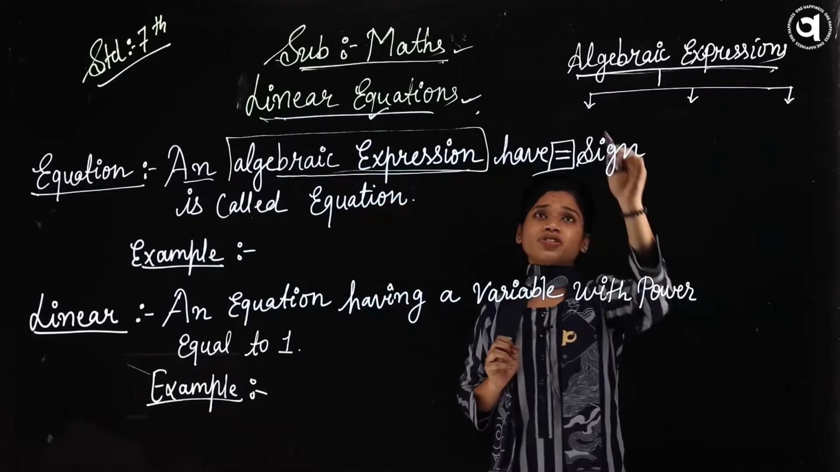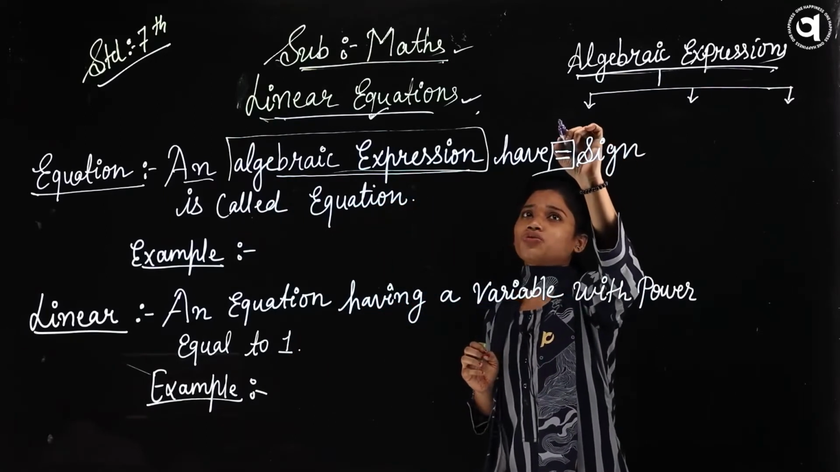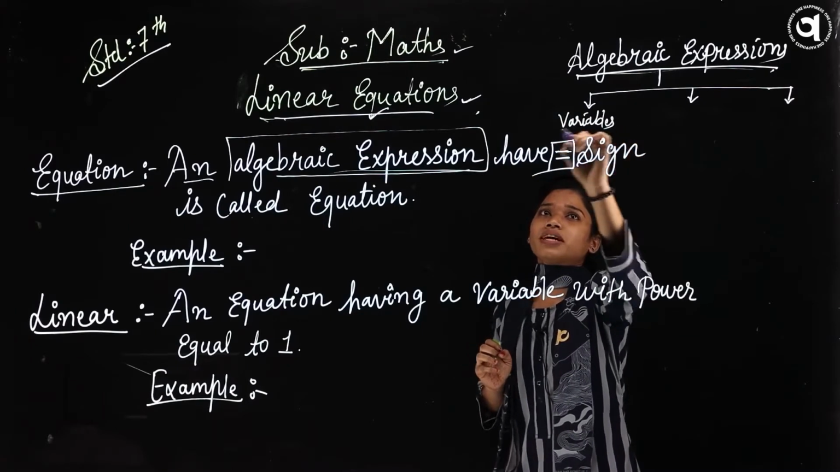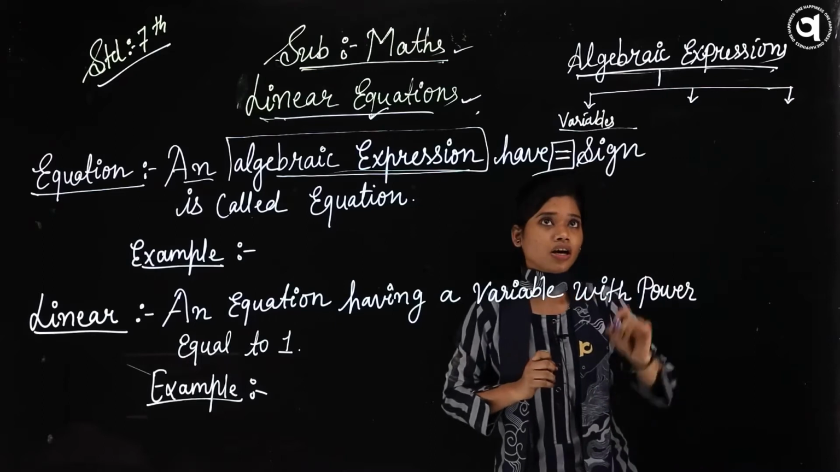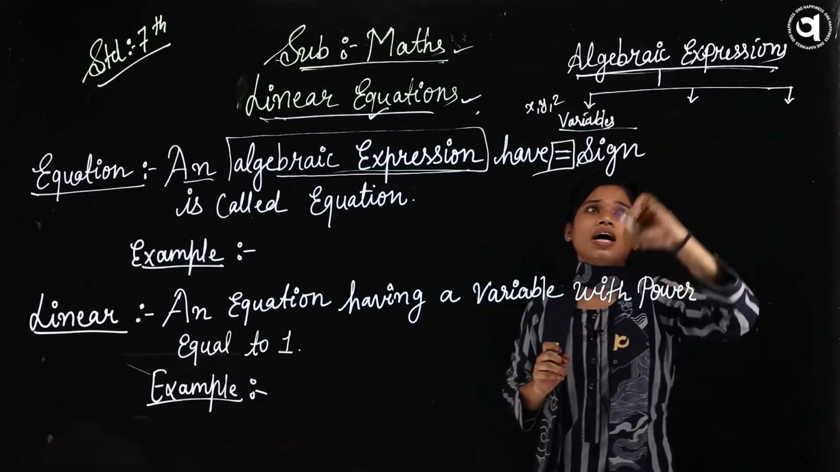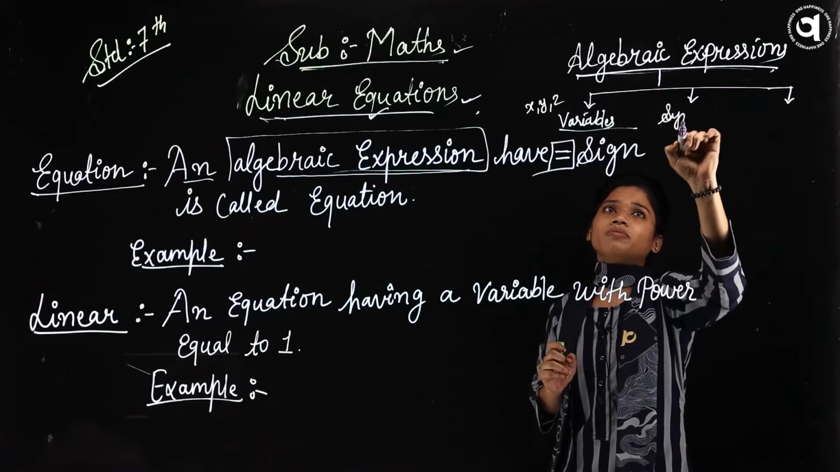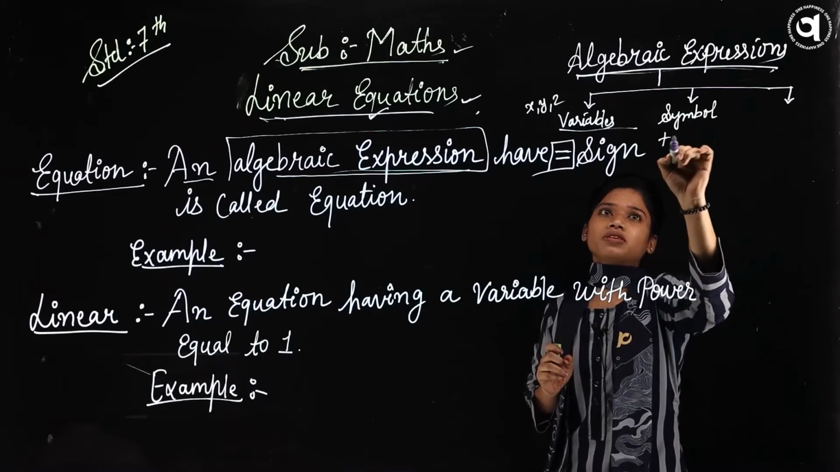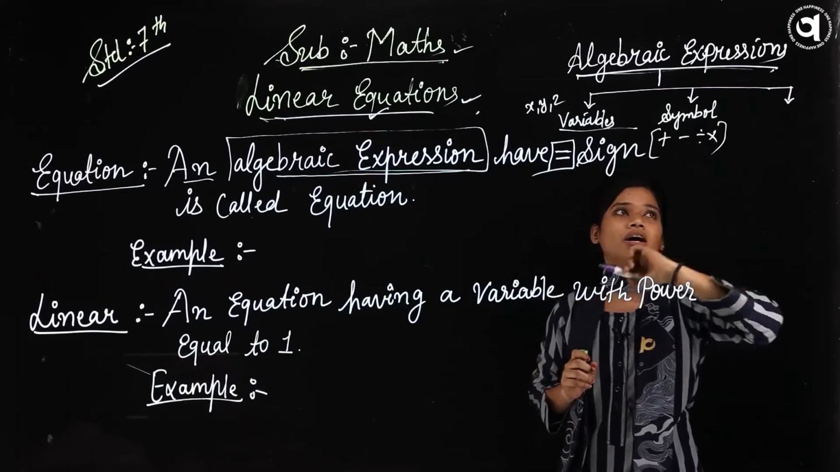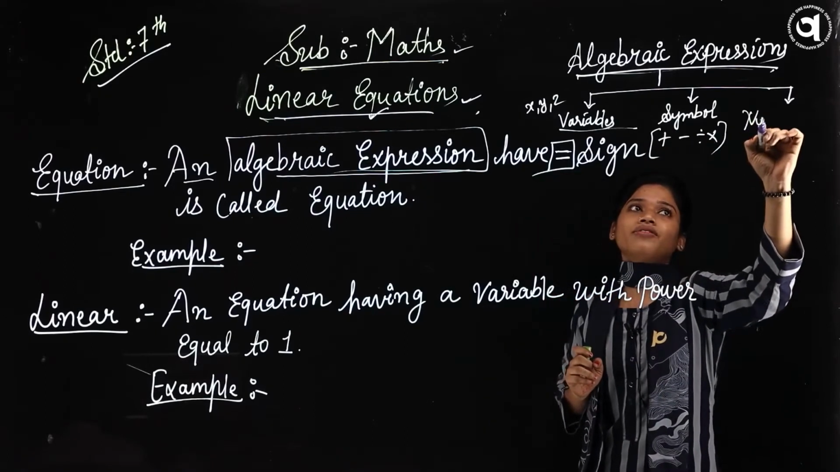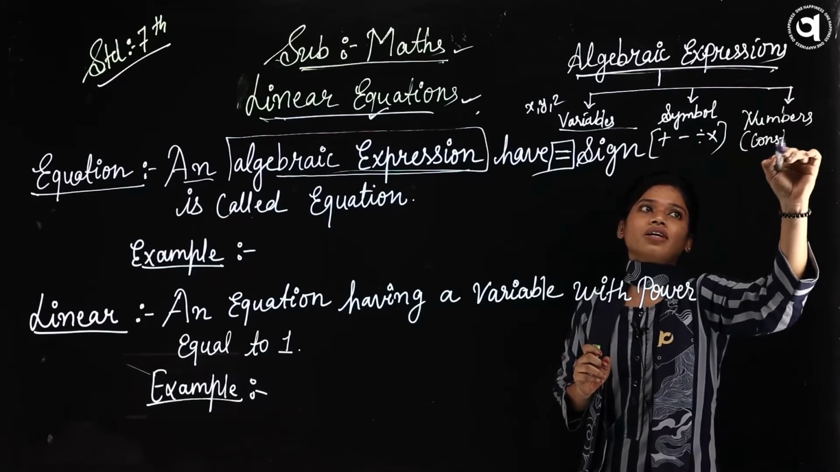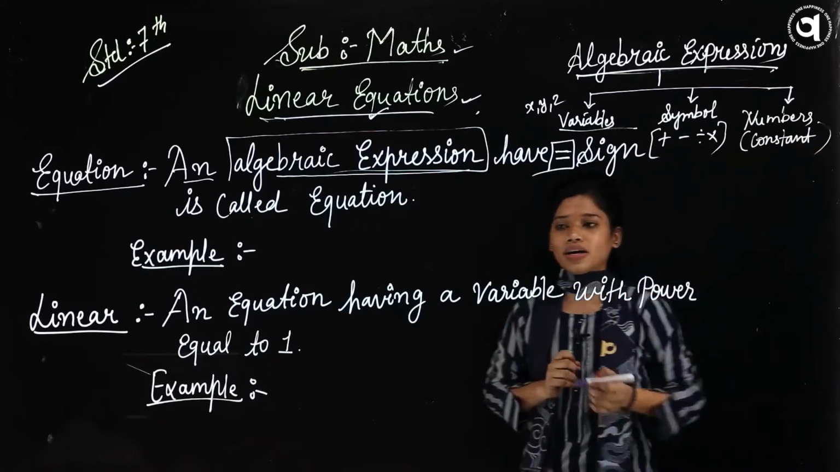The algebraic expression is categorized into three. First one is the variables. Variables means the English alphabet; we can take x, a, b, c, whatever, as the variables. The next is the symbol. The symbol means the mathematical operation, that is plus, minus, divide, multiplication. These four mathematical operations are there. The last one is the number, we can call it a constant. The combination of all this gives you an algebraic expression.